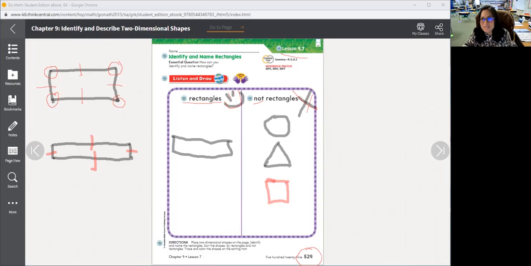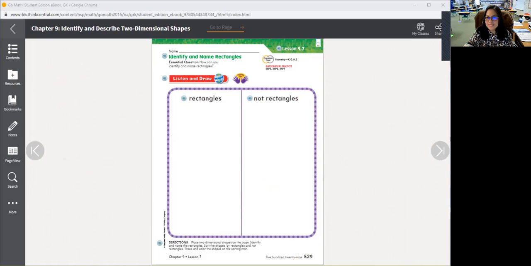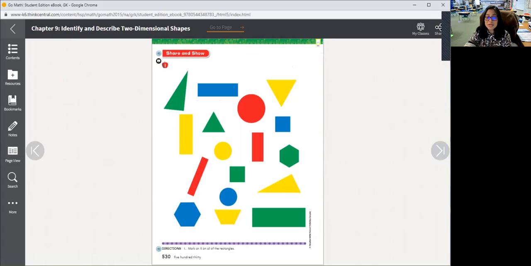All right, everybody should have these shapes on your paper. Okay, yes and no's. All right, we're going to move on. Thank you, Ayla. All right, on the next page here, we are going to mark an X on all the rectangles, okay? Remember, the rectangle has 2 sides that are long, 2 sides that are short, has 4 sides and 4 vertex.